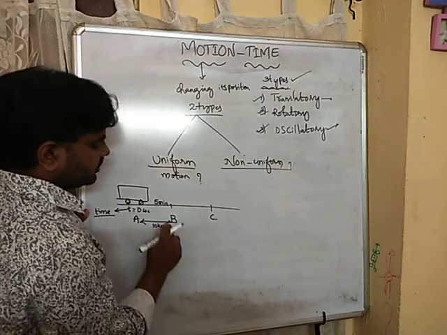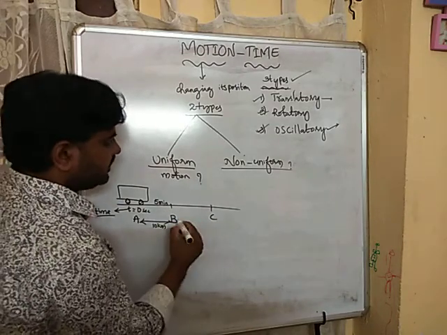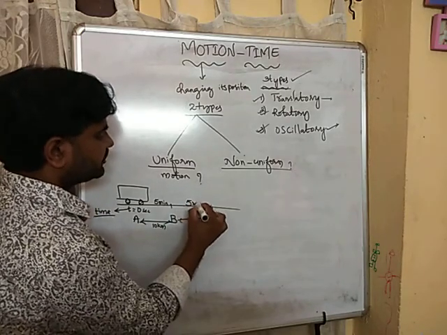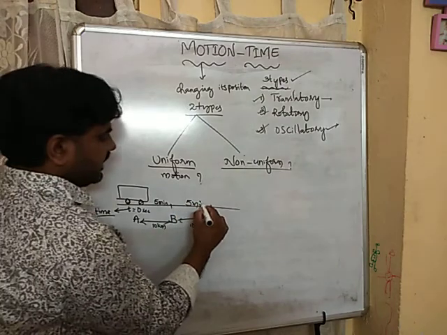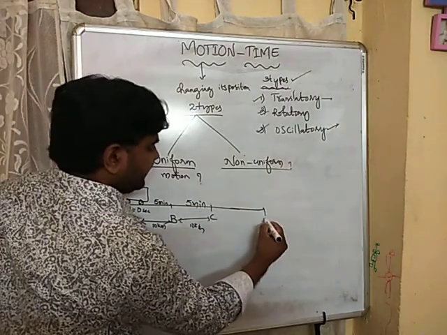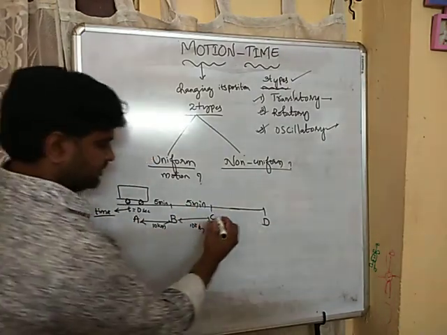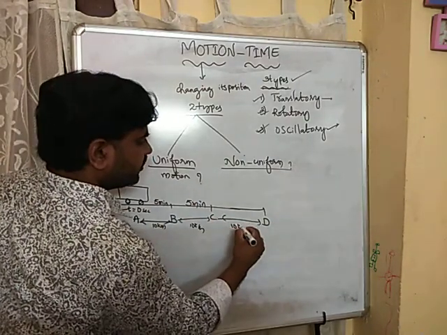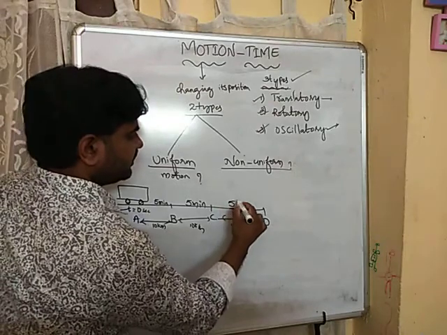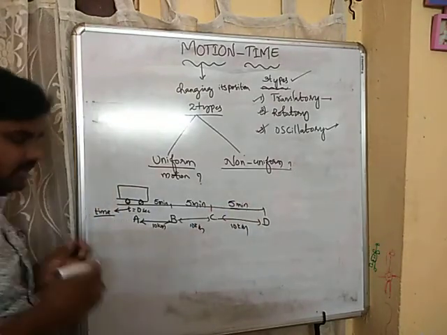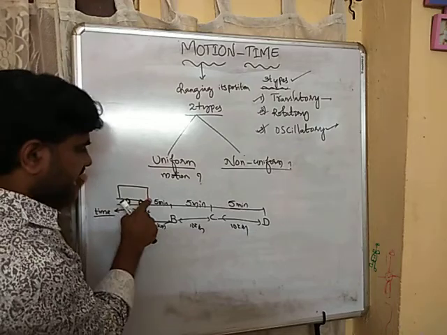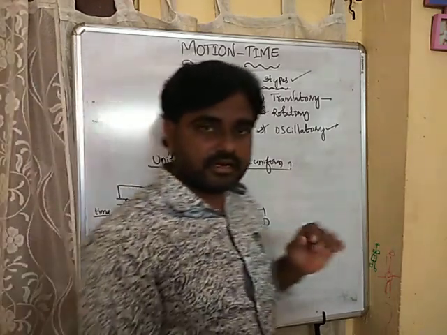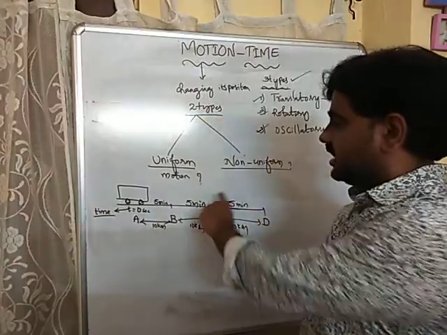to C. So the distance between B and C is again 10 kilometers, and the same time it took, 5 minutes. And from C to D, can we predict? Yes. So again this bus covers 10 more kilometers within 5 minutes. Now observe here, the time as well as the distance are the same. What is that? Time and the distances are the same.